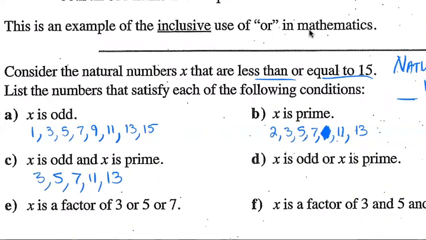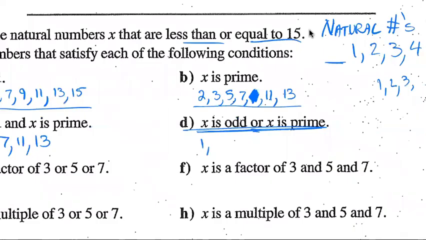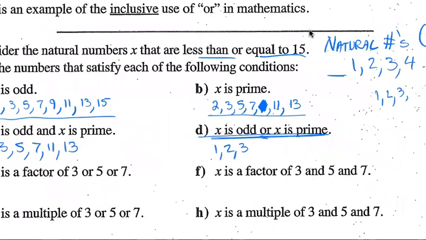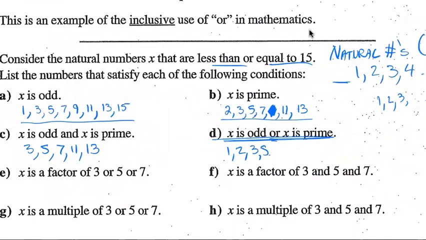Question D, X is odd or X is prime. So remember, this is the inclusive form of or. So it's either odd, which is all of these, or it's prime, which is all of these. So X is odd or X is prime is both of those sets combined. So 1, 2, 3, 5, 7, 9, 11, 13, 15.